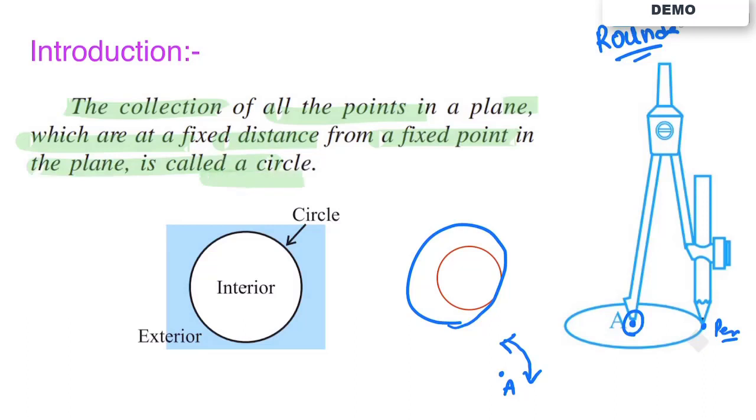Now let's see from the figure point of view what the definition is saying. The definition is saying that it is the collection of all the points. Let me change the color. All the points, these are the points, you can see them, which are at a fixed distance. You can see that they are at the fixed distance from point A. So when you join all these points which are at a fixed distance from point A, you will get a circle.